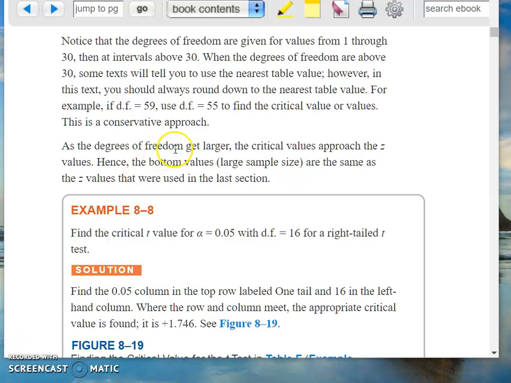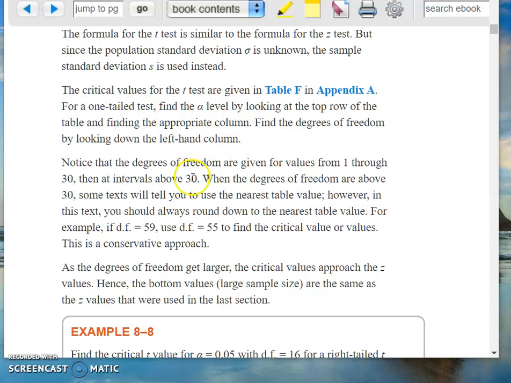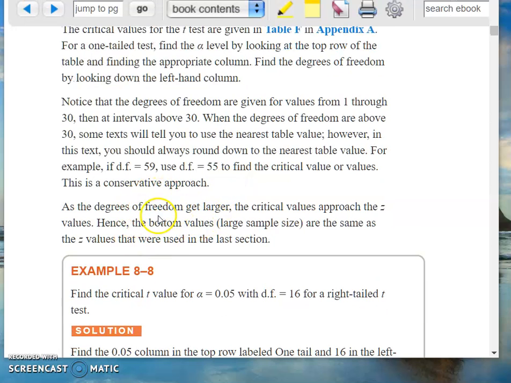Okay, so I'll let you read this. As I said, he's talking about how to use different values. This paragraph right here is a little bit confusing.